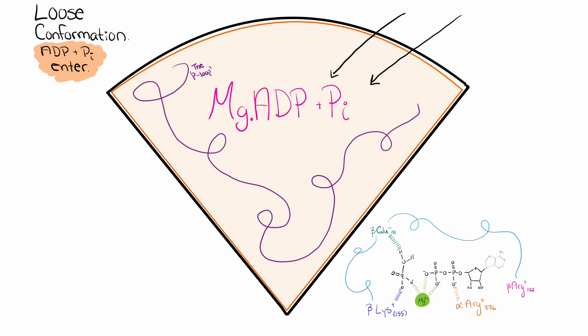During the loose conformation, adenosine diphosphate and inorganic phosphate diffuse into the beta subunit. They are held in place by a series of hydrogen bonds by amino acids in the P loop. Some of these amino acids include glutamic acid, lysine, and arginine. A magnesium 2+ ion plays an important role in neutralizing the charges on the inorganic phosphate and ADP. This forms the intermediate MgADP.